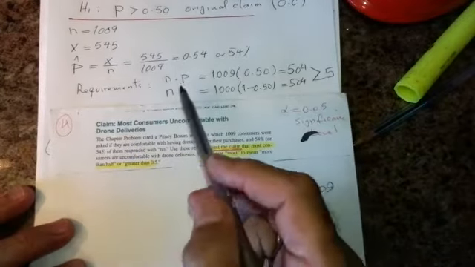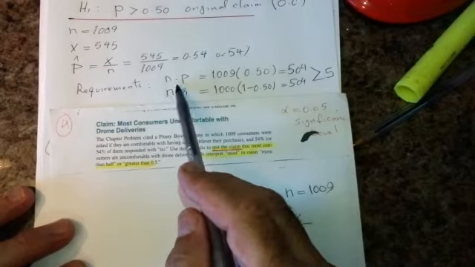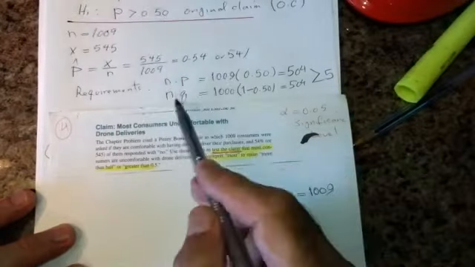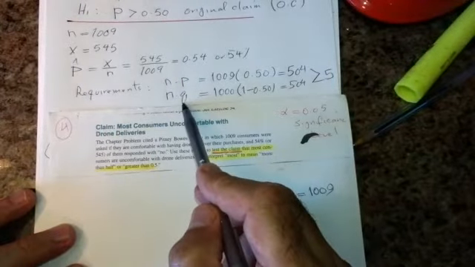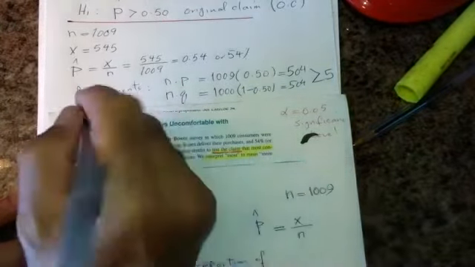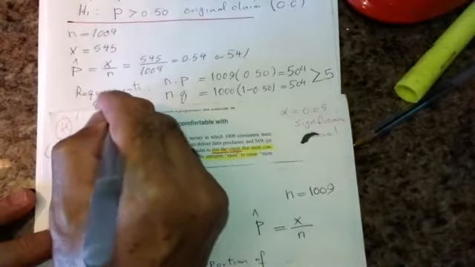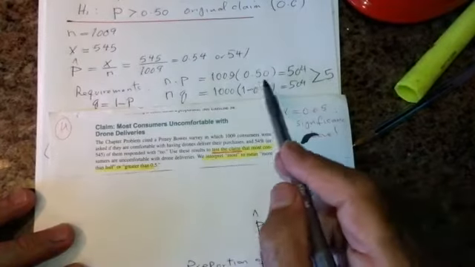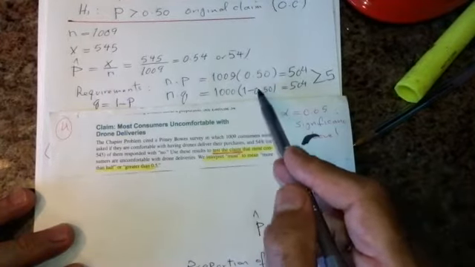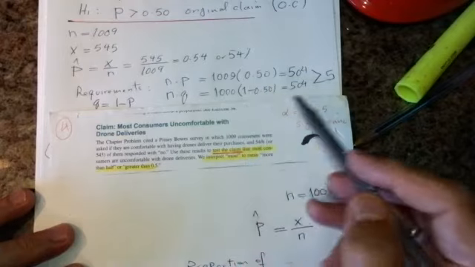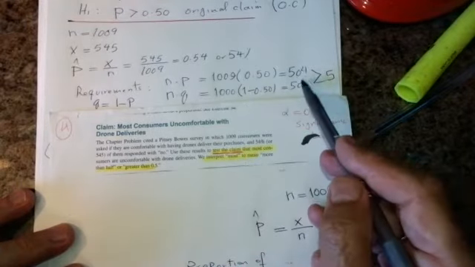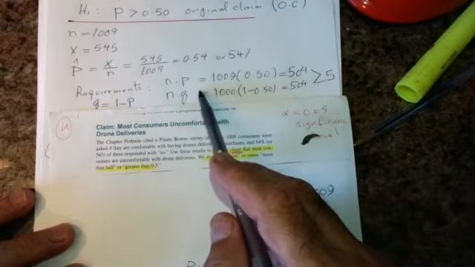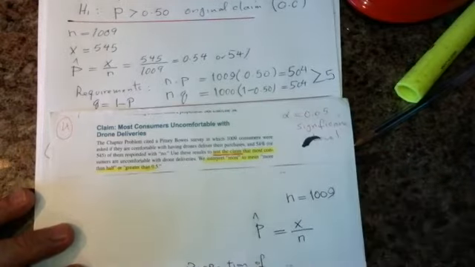What are those? You take the value of N and multiply by P, and N times Q. Q is always 1 minus P, right? You understand, 1 minus the value of P. So in this case, both are 50%. If the outcome is greater than 5, a large number, then you could continue with the problem. So make sure that NP and NQ both are greater than 5.